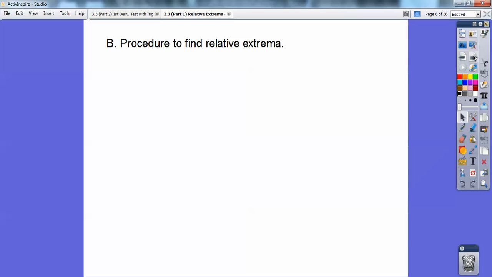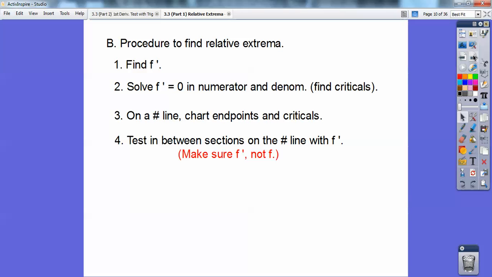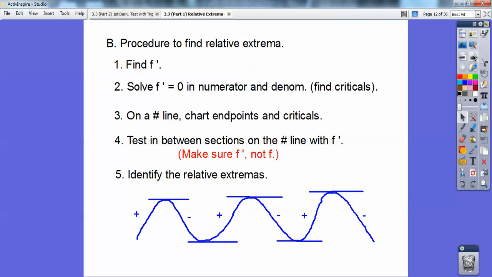So the procedure to find your relative extrema is: first find the derivative. Then solve f prime equal to 0 in the numerator and denominators, and these are going to be your critical numbers. Then make a number line and chart your endpoints and your criticals. Then test between the sections of the endpoints and all the criticals on the number line, and make sure you're testing your f prime, not your f. Then you can identify: does it go from positive to negative, or negative to positive? You can identify your relative extremas.